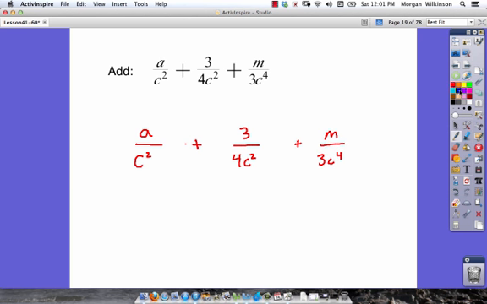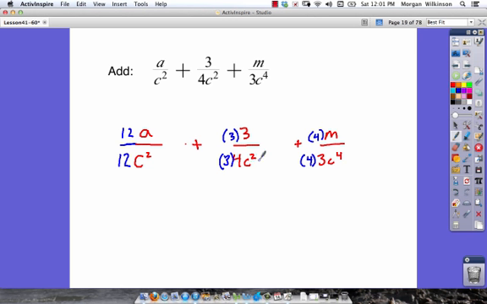Now to find our least common multiple of that 1, 4, and 3, well, we know the least common multiple of 1, 4, and 3 must be 12. So we're going to have to multiply everything times something to get it to 12. So we've got times 12 and times 12. Let's extend this fraction bar. We've got times 3 and times 3. We've got times 4 and times 4. Now we've got 12c squared, 12c squared, 12c to the fourth.